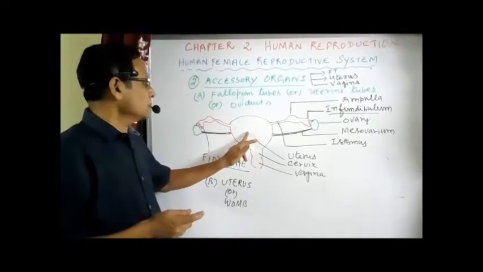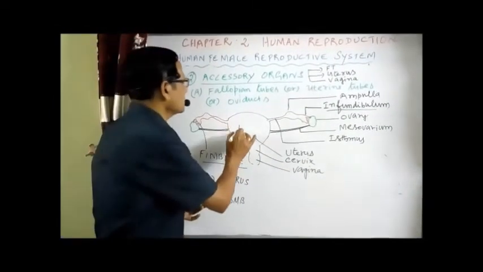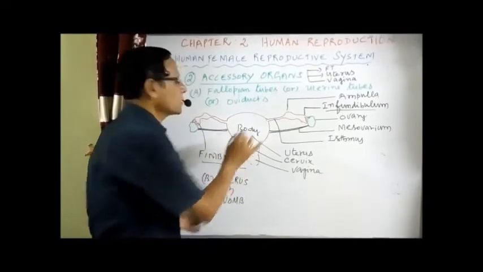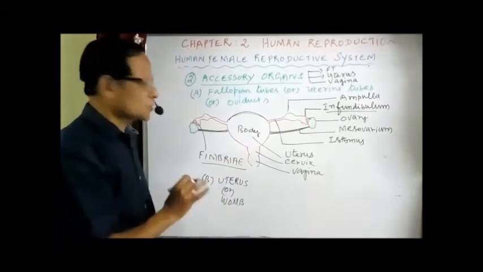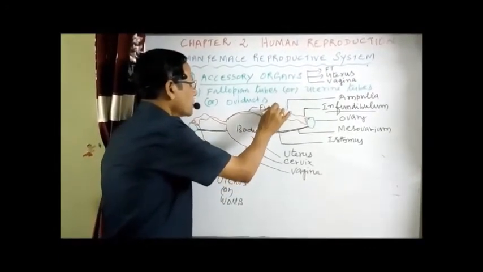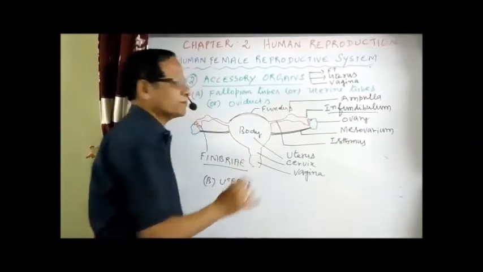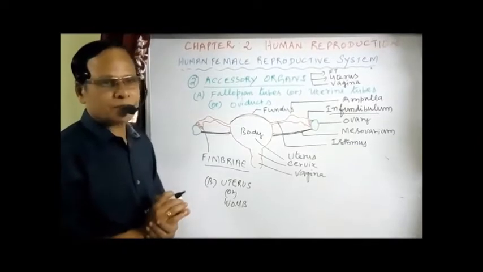Now, the main part of the uterus is called the body. This is called the body. And the rounded structure superior to the body is called the fundus.